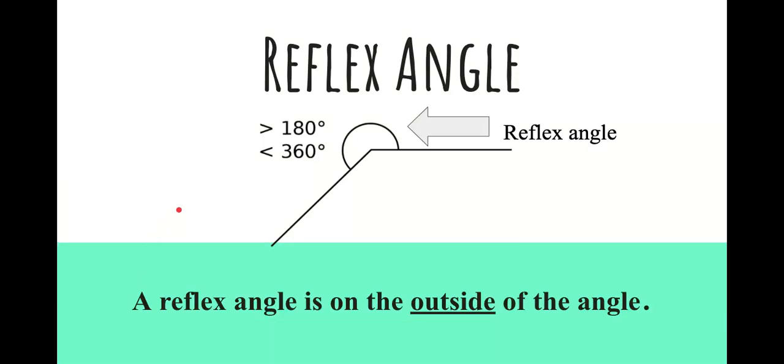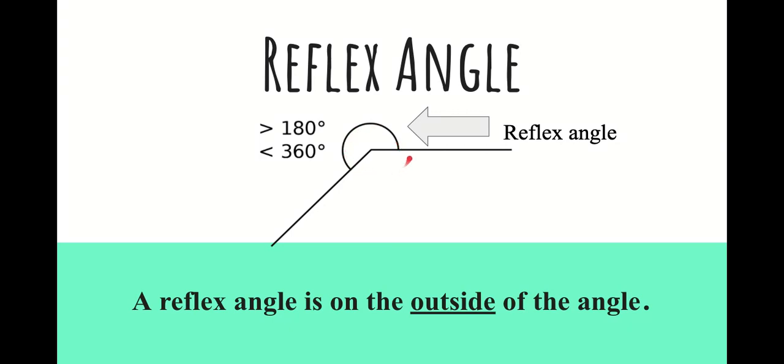Now this is the most complex one. This one is called a reflex angle. And a reflex angle is sort of termed like the opposite of the angle that you think you may be looking at. So it's the other side.